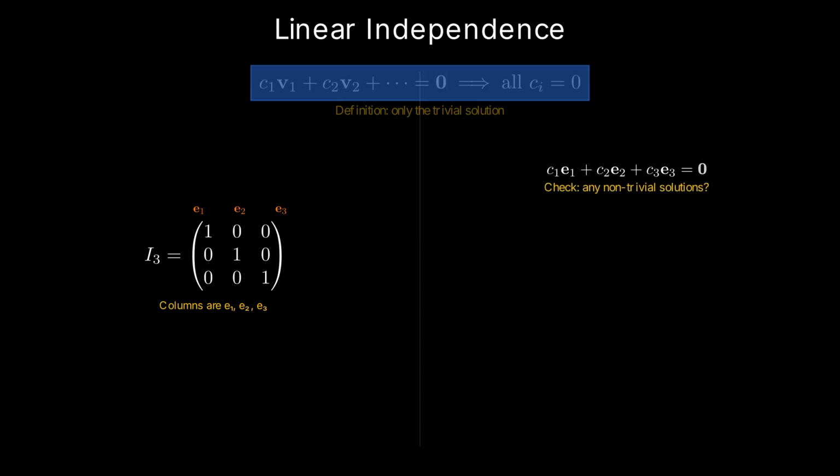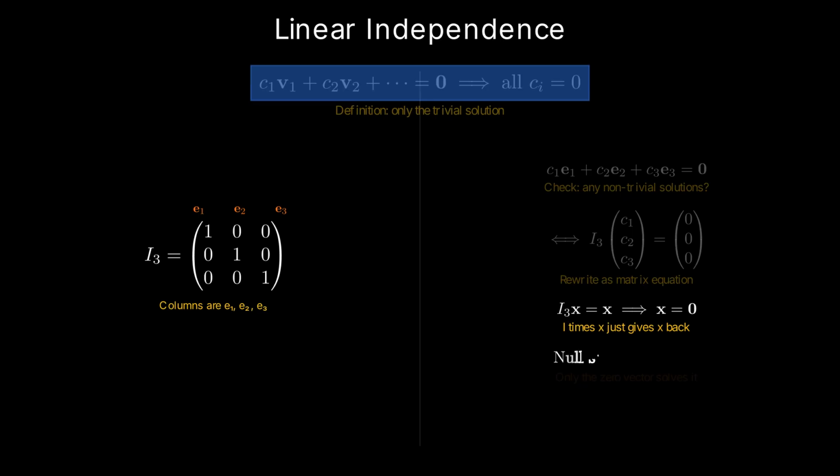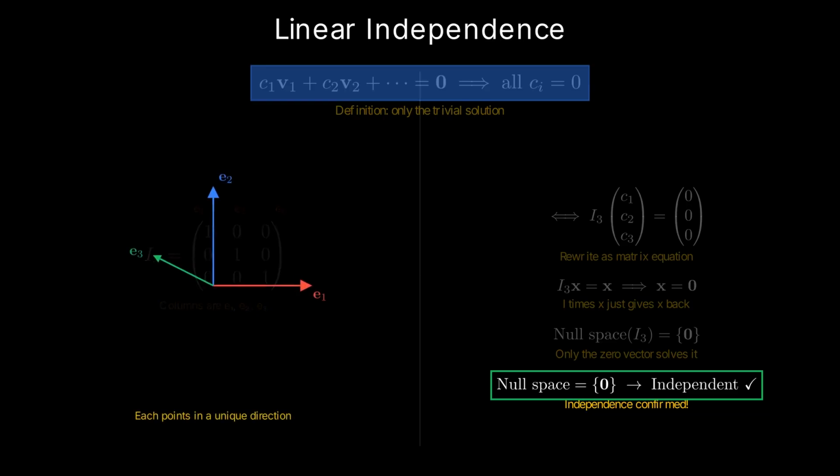To check independence, we ask, does the equation c₁ times E1 plus c₂ times E2 plus c₃ times E3 equals the zero vector have any non-trivial solutions? This is equivalent to asking what the null space of the identity matrix is. Since the identity matrix times any vector x just gives x back, the only solution to I times x equals 0 is x equals 0. The null space contains only the zero vector, so independence holds. Each basis vector points in a direction that the others cannot reach.